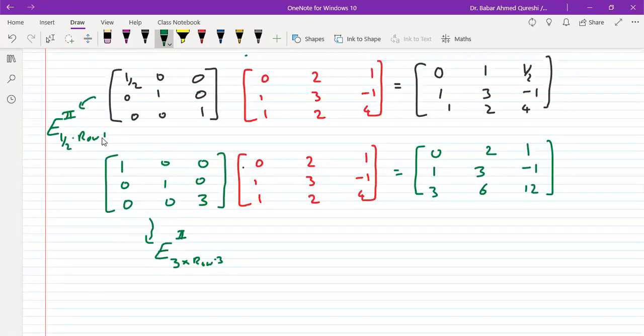So again, it's very simple. If you want to multiply a row by a number using matrix multiplication, take the identity matrix, and for whatever row you want to multiply by a number, multiply that number into your identity matrix. That will give you the elementary matrix which achieves that job.